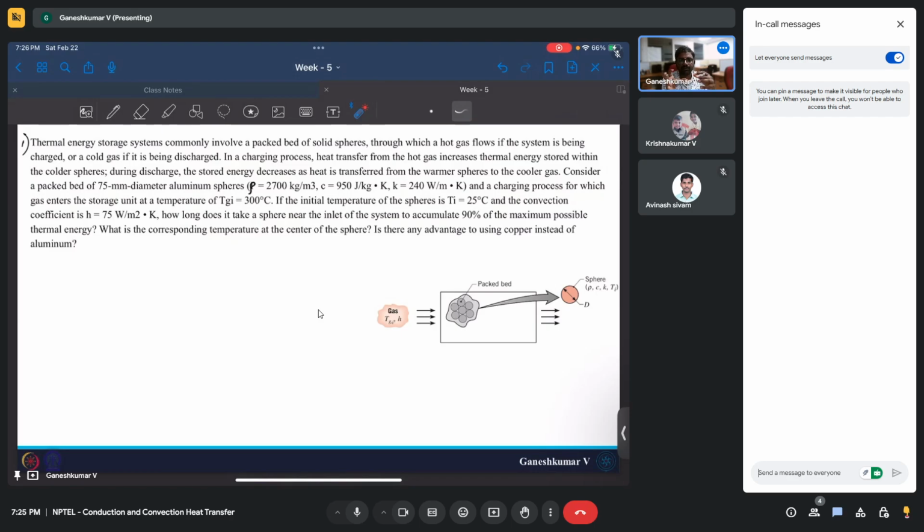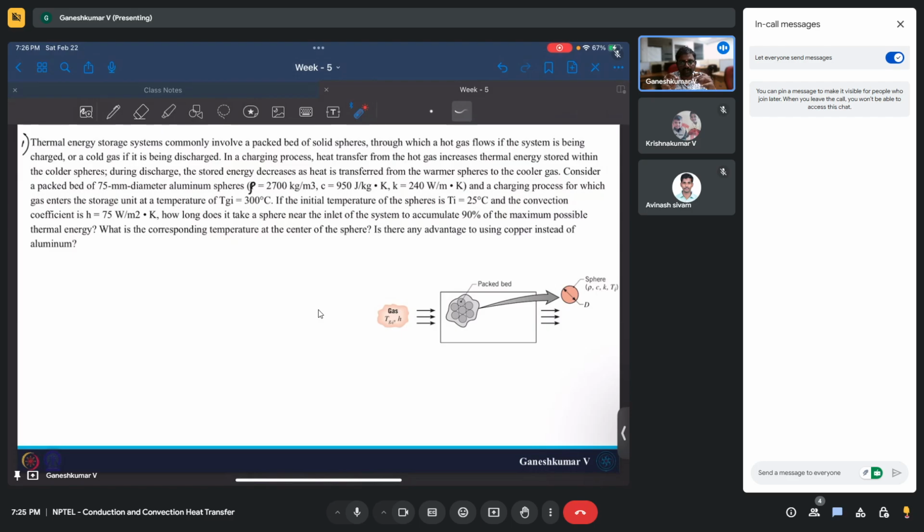So now you are sending the gas at 300 degrees Celsius and the spheres are at 25 degrees Celsius. What happens? The sphere gets heated up, and if you can store 90% of the energy, how much time does it take to reach that 90%? How much time should I send the hot gases such that I can heat this entire packed bed system up to 90% of maximum possible energy? That is what they're asking.